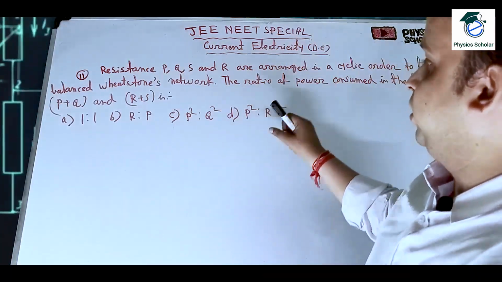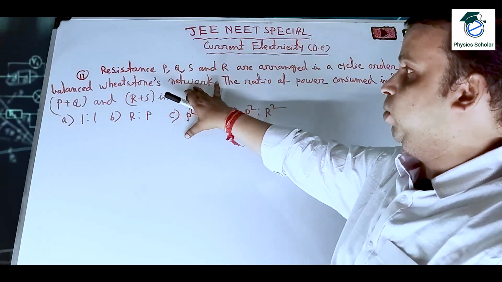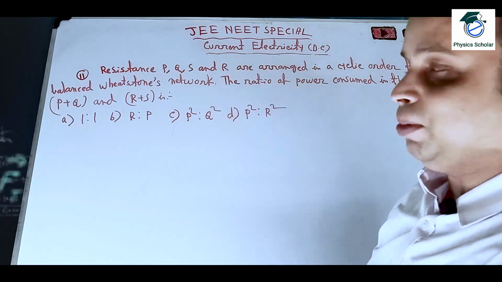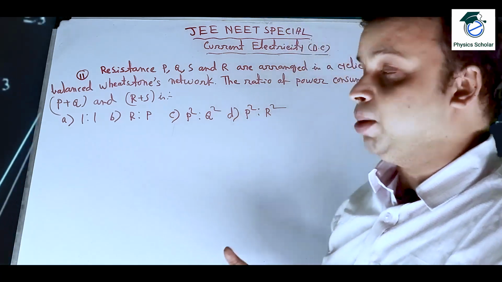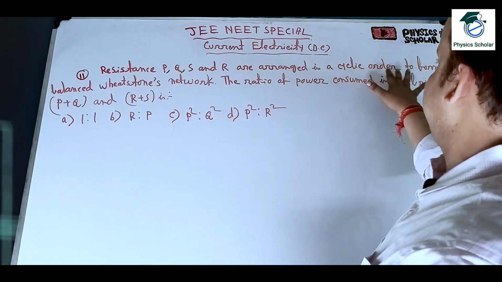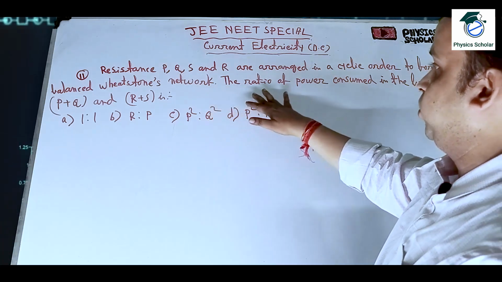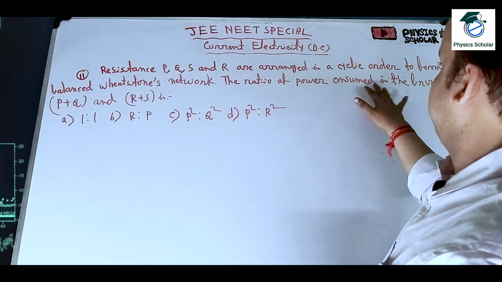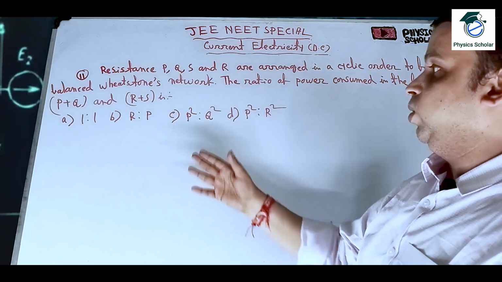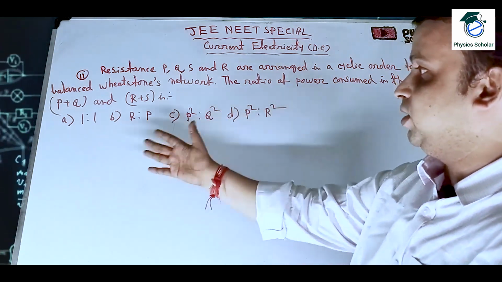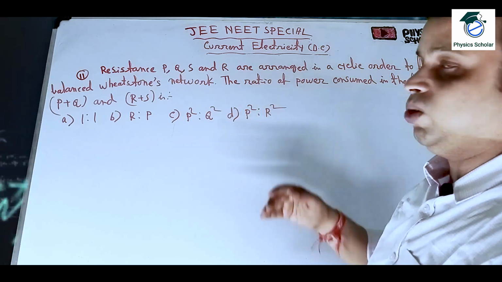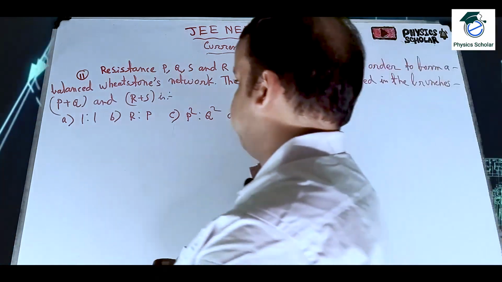Now another very common type of numeric problem comes very often in the JEE or NEET examination. The resistances P, Q, R, S are arranged in a cyclic order to form a balanced Wheatstone network. The ratio of the power consumption in the branches P plus Q and R plus S is, so we have to find it out. Four options are given: 1:1, R is to P, square of P is to square of Q, and square of P is to square of R.